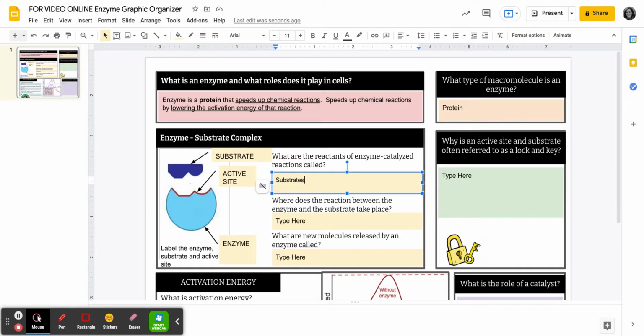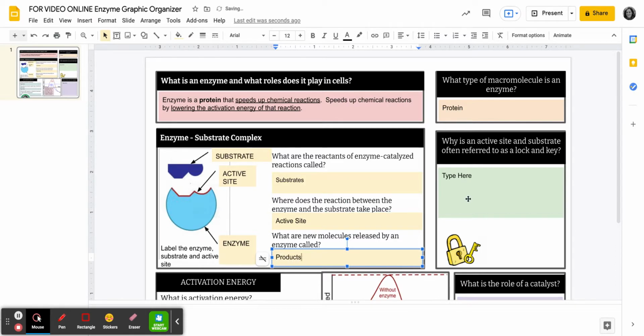Okay, so where does the reaction between the enzyme and the substrate take place? Well, the actual reaction is going to take place in the active site. Think of activity as in the active site. Think of site as the location where it occurs. So the active site is where this reaction between the enzyme and substrate takes place. And what are new molecules released by an enzyme called? Well, those are the products.